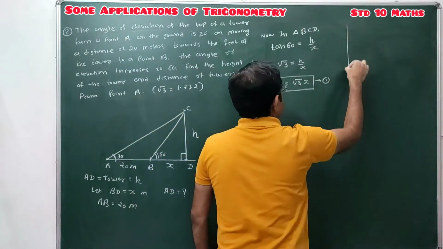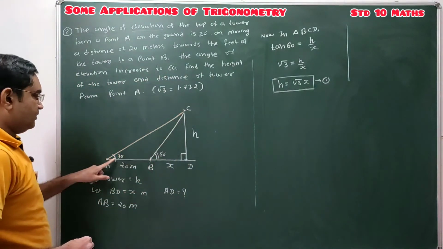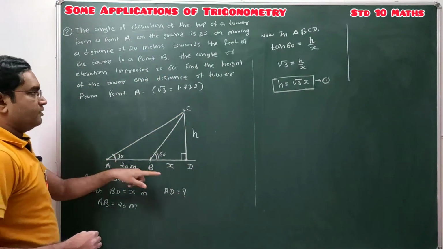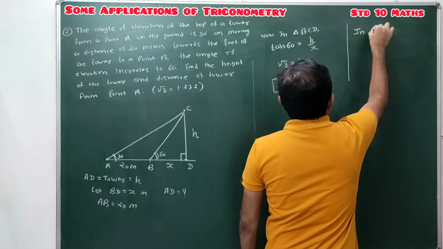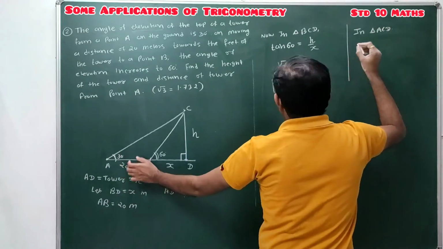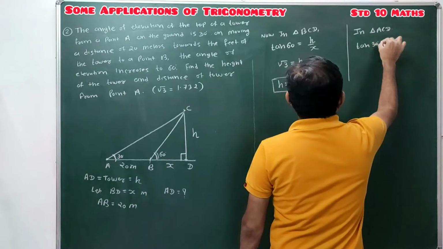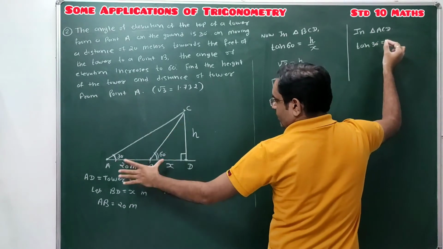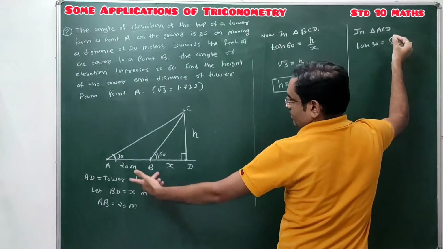Now the second right angle triangle is this one, ACD. So in triangle ACD, tan 30 degree is opposite side by adjacent side. The opposite side is CD and the adjacent side is AD.